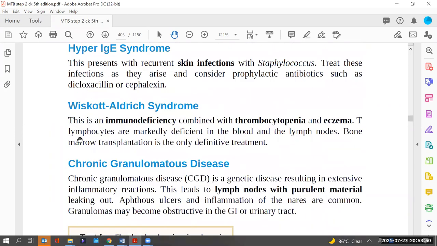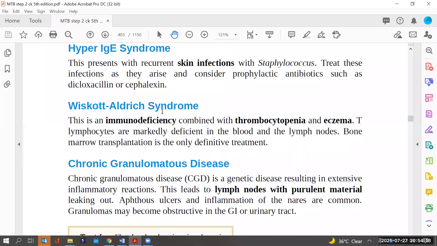So this Wiskott-Aldrich syndrome is an immunodeficiency combined with thrombocytopenia. Overall, the person is going to be immunodeficient, there will be a low platelet count, and you will find some skin changes. Whoever is immunodeficient and has a skin problem, especially eczema all over, with low platelet counts, and T lymphocytes markedly deficient in the blood and lymph nodes, bone marrow transplant is the decision. So of course it's a syndrome.